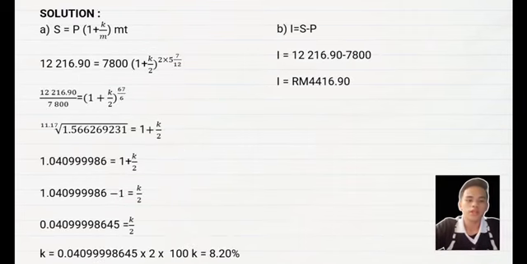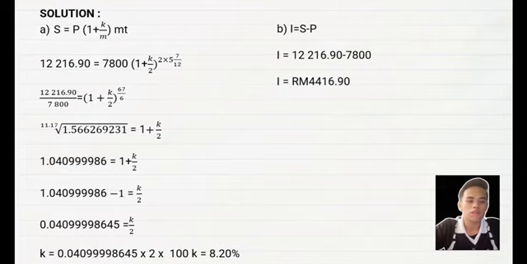For question 1a, the formula used to find the value of K is S = P(1 + K/M)^(MT). 12,216.90, which is the amount S, equals 7,800, which is P, times (1 + K/2) to the power of 2 multiplied by 5 and 7/12. Next step is S over P equal to (1 + K/2) to the power of 11.17. After that, take the 11.17th root of 1.566269231, the answer for S over P, equal to 1 + K/2.